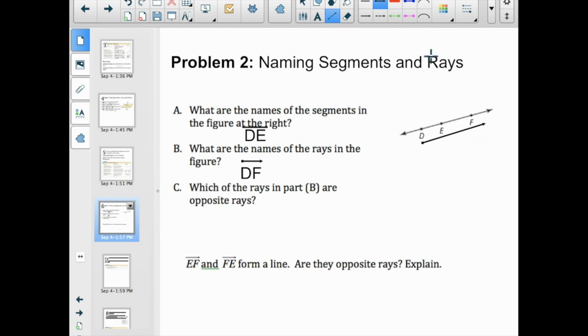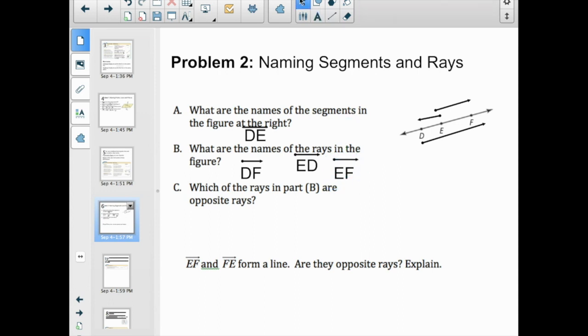Now I could also give it another ray, like maybe I want to start at E. Well, I could go to the left at E or to the right of E. If I go to the left, I would go E where I'm starting, D where I'm headed. So then it would be ED with a ray above it, like that. If I go to the right, I have EF, and I would draw that ray above it as well.